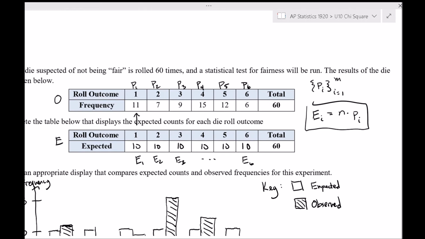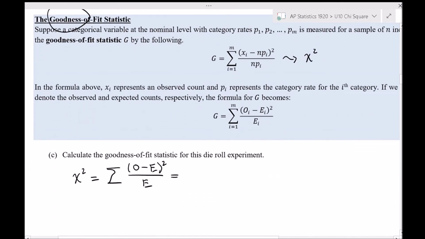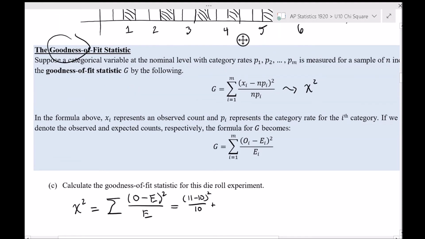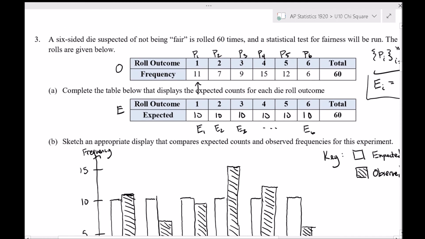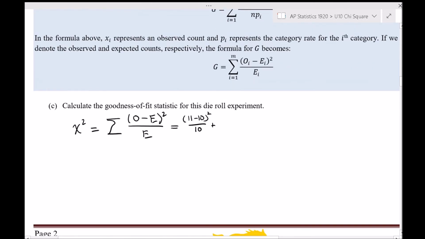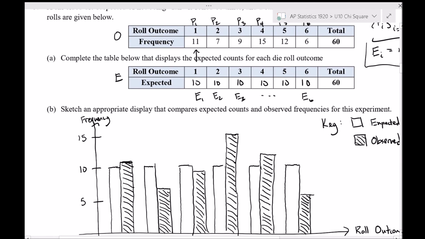So in this case, 11 minus 10 squared over 10. And if you've taken AP Bio, this might be bringing back some memories. Unless you're taking it this year, then maybe you've seen it, maybe you haven't. 7 minus 10 in this next one. So 7 minus 10, you square that and divide that by the second number, which is 10. They're all going to be divided by 10 for this particular example because all expected counts are the same across the 6 categories. So for the next, 9.